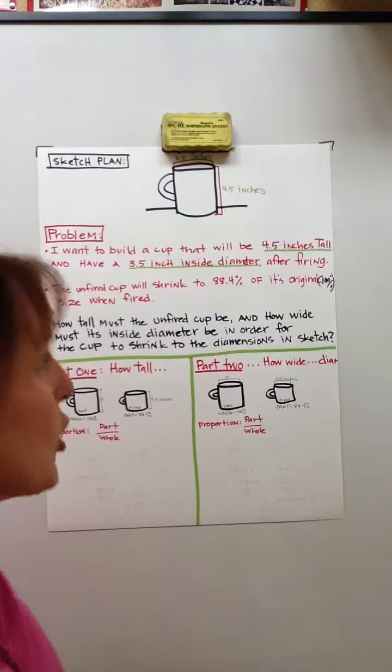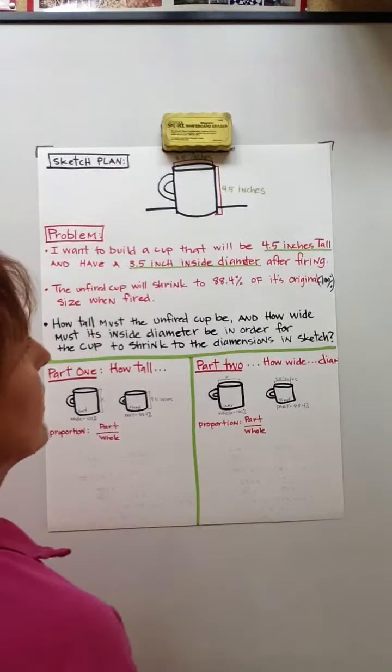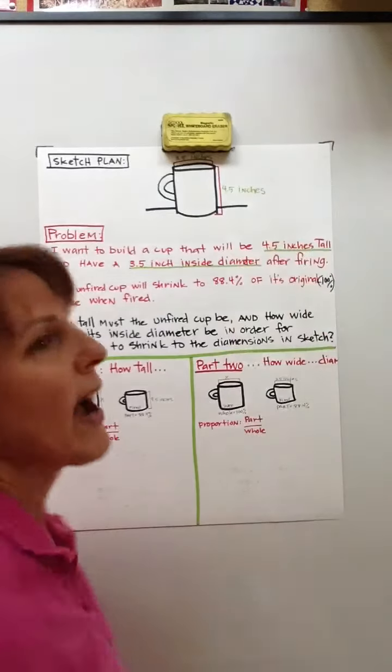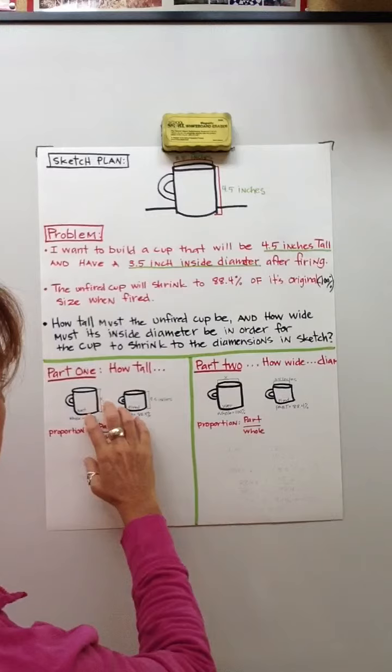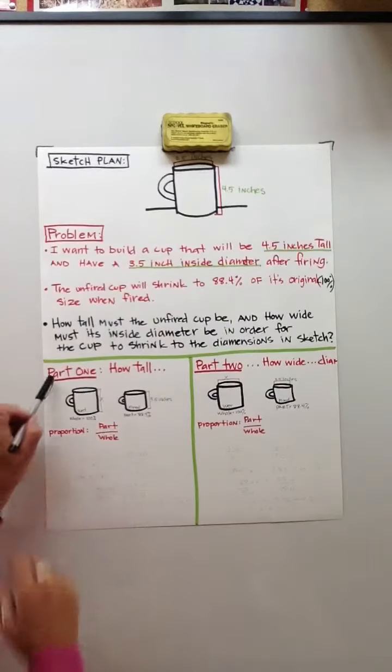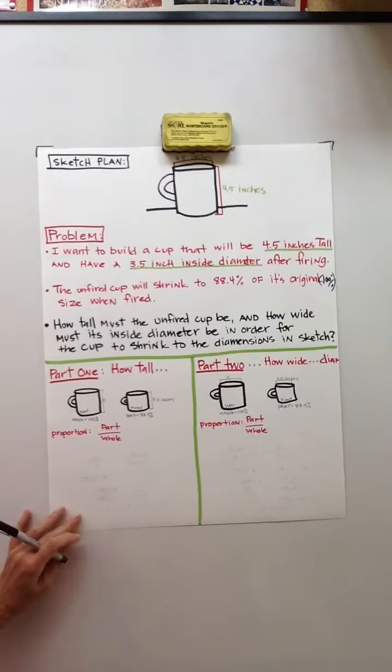This word problem has two parts. The first part is we need to figure out how tall to build the wet cup, okay? And that's what we're going to do right here. Part one, how tall do we need to build the wet cup?